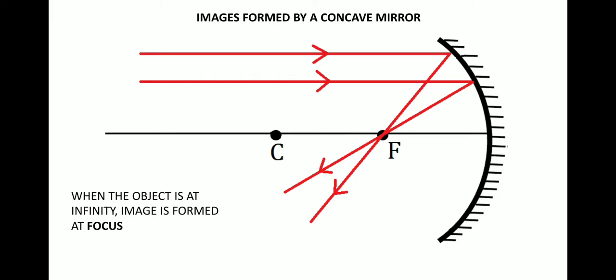And the image will be real, as if you place a screen at the focus, the image can be obtained on the screen, so it's called a real image, and the image will be very small, up to a point. Okay, so this is the first case. Secondly, when the object is beyond the center of curvature, what kind of image will be formed?